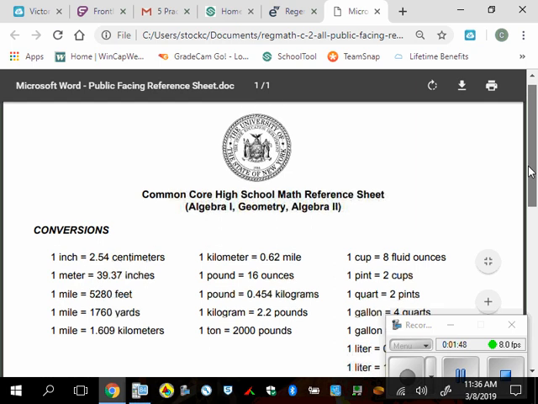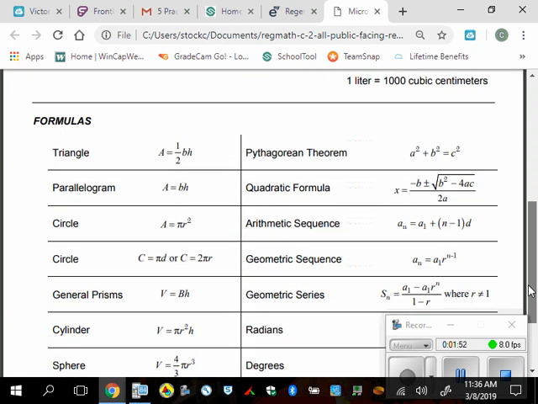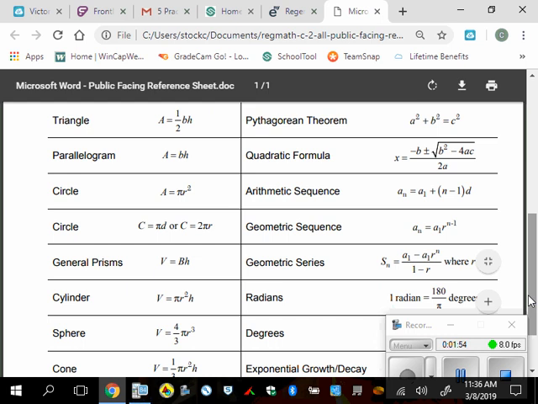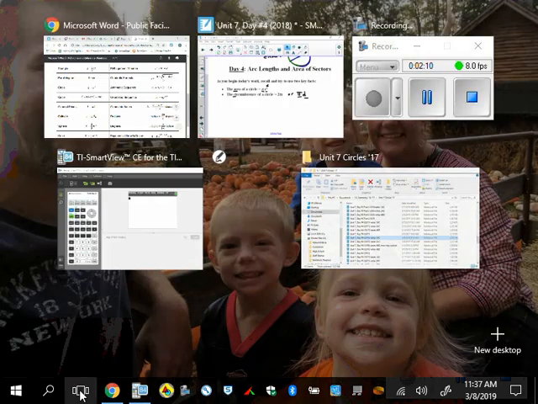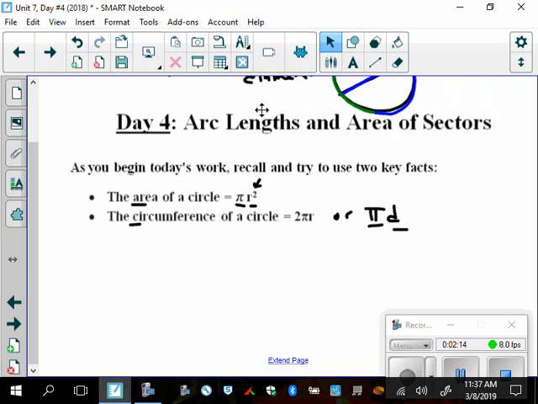This is the reference sheet for Algebra 1, Geometry, and Algebra 2. And right here, you are given the two formulas for a circle. So you don't have to memorize these. You probably will because we use them so much. Okay, but we're going to add to that a little bit because today's lesson is all about finding a portion of the circumference or finding a portion of the area.